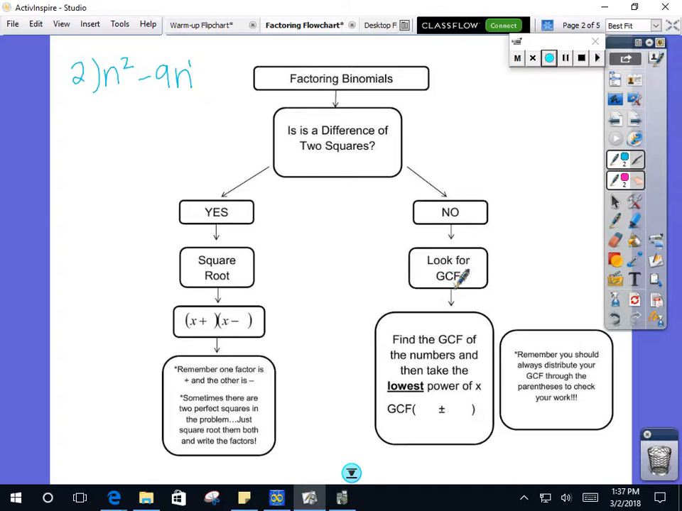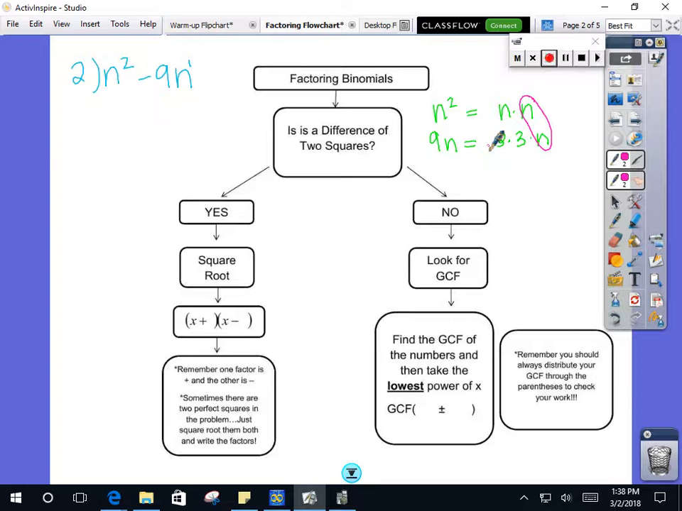How do we look for the GCF? No, that's for trinomials. For binomials, you list out the factors. Okay, and then 3 times 3 is times n. You don't have to worry about the sign. We'll just bring it down at the end. Now you circle what they have in common. What do they have in common? The n. What they have in common is their GCF.